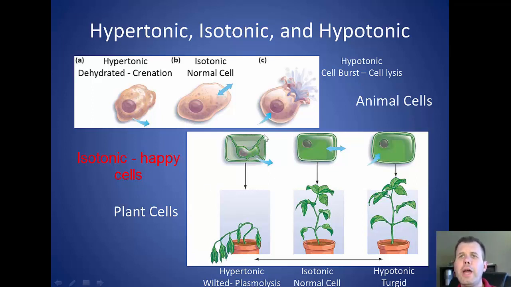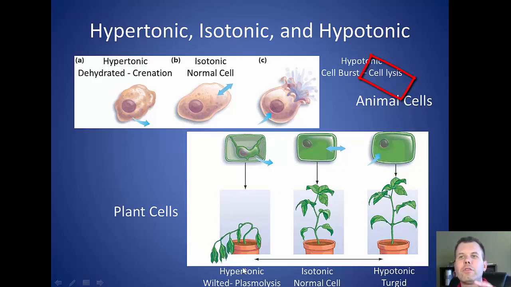Now this also happens in plant cells. And in plant cells we have a few other definitions, so make sure that you know the different types of things that happen depending on the cells that you come in contact with, because on the test we do ask you about the difference between plant and animal cells. In animal cells, when you get dehydrated, that's called crenation. When you burst, that's called cell lysis.